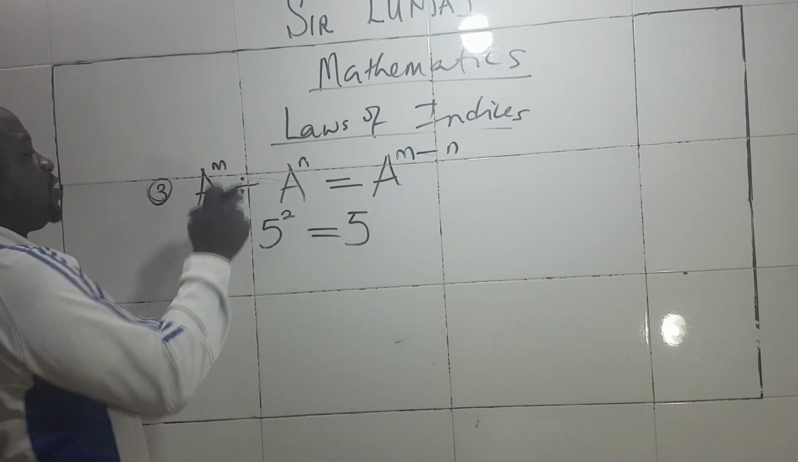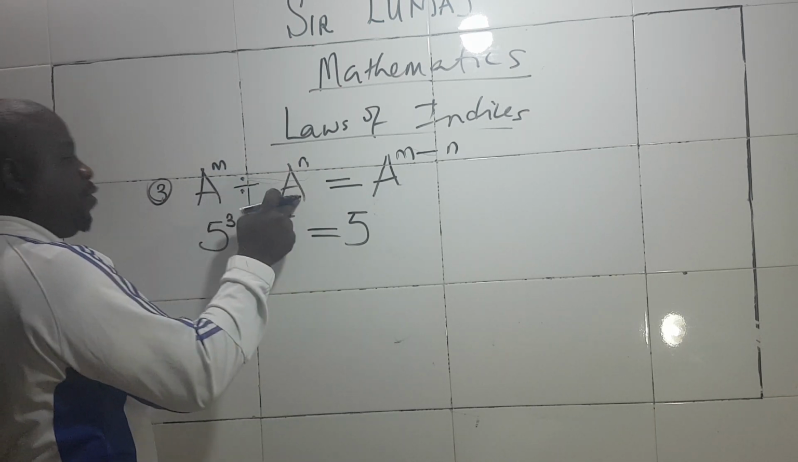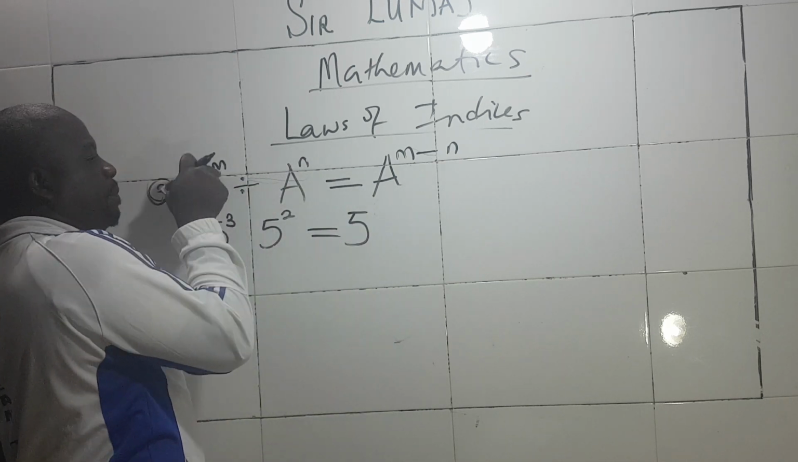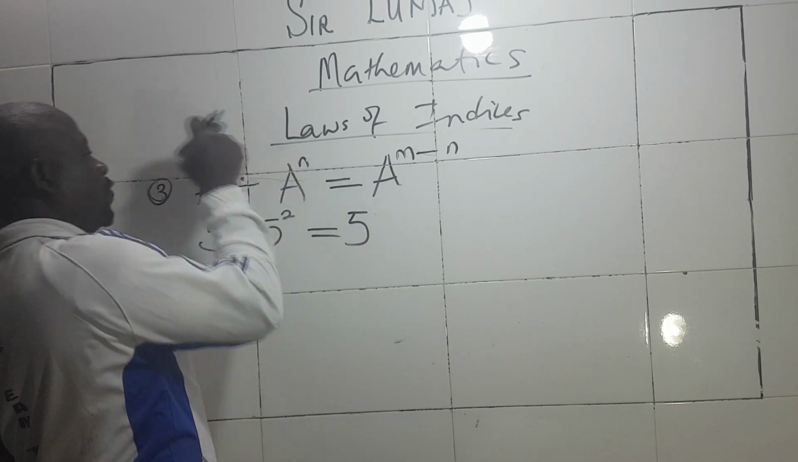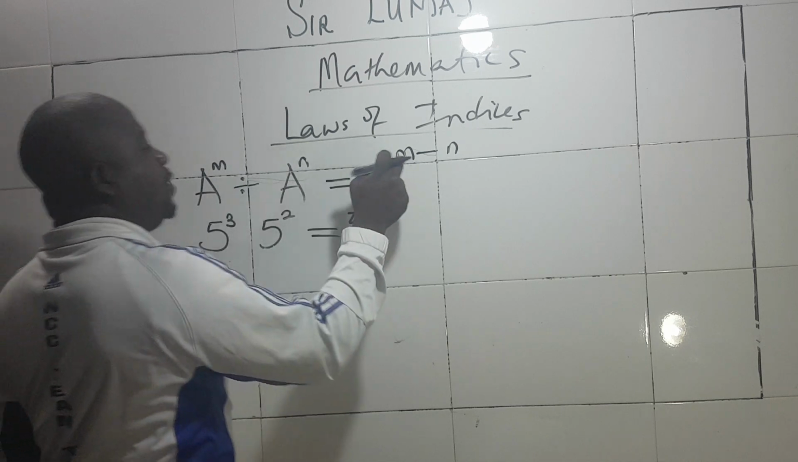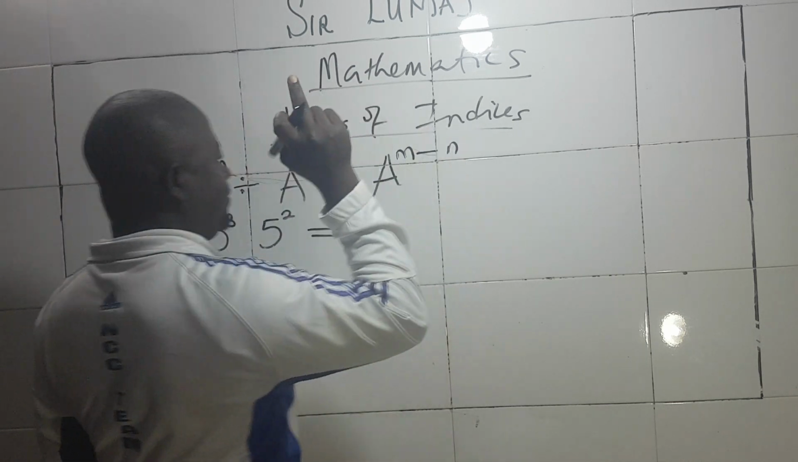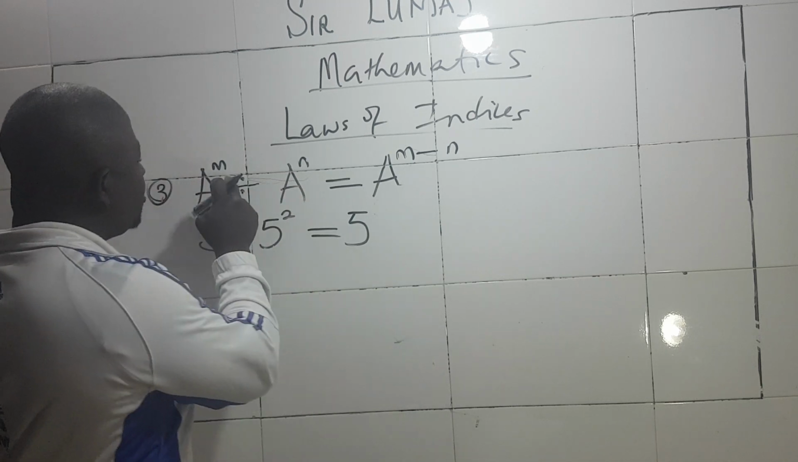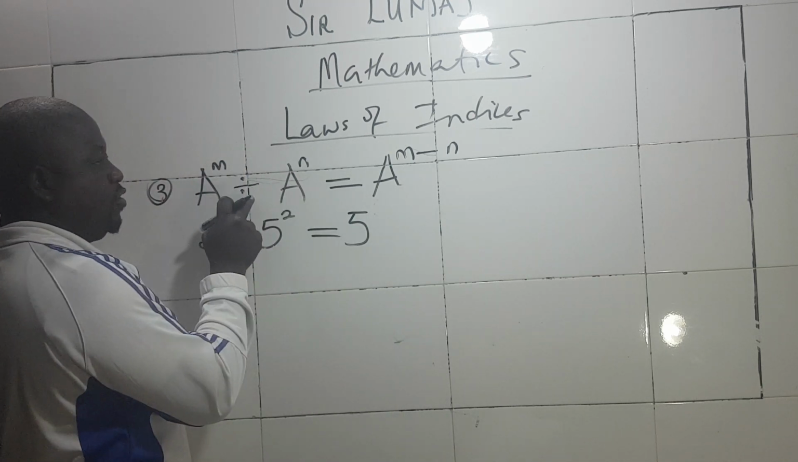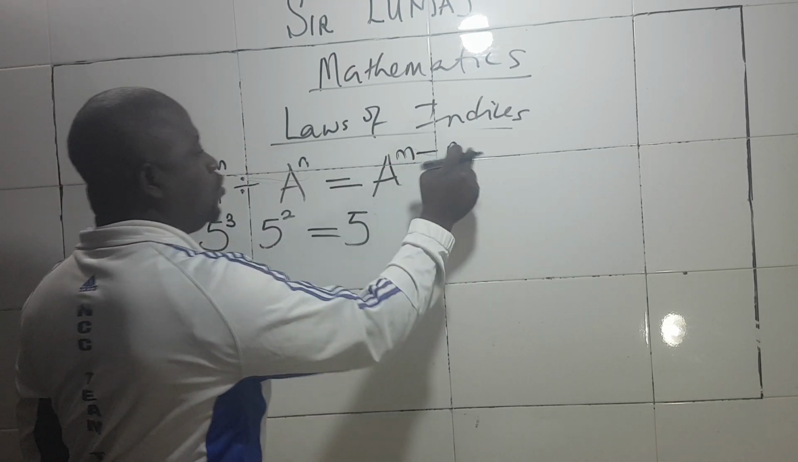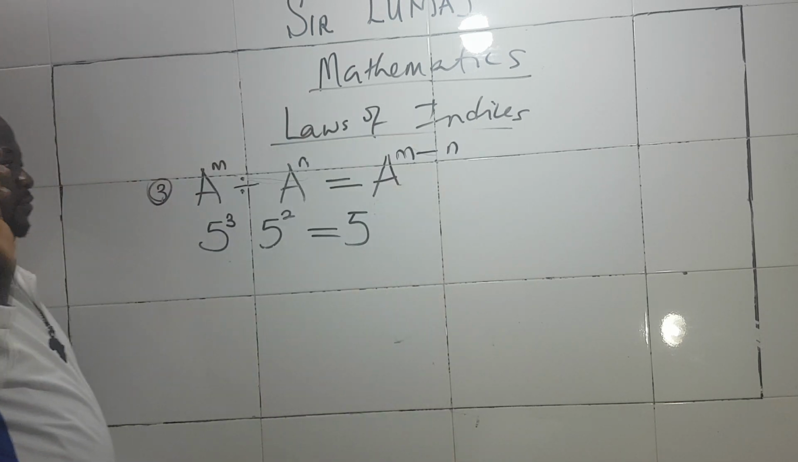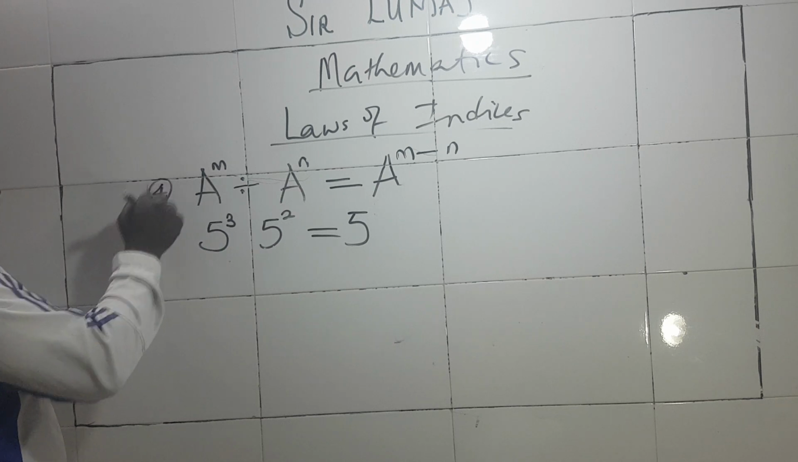A raised to power m divided by a raised to power n. The rule says that what? Pick one of the bases because they are similar. This is it. Then take the power, subtract this from this. So it will now be m minus n. M, remove these dots so that you always remember. Just remove the dots, it turns to what? Minus. Subtraction sign. So we have a raised to power m minus n. This is the fourth rule.